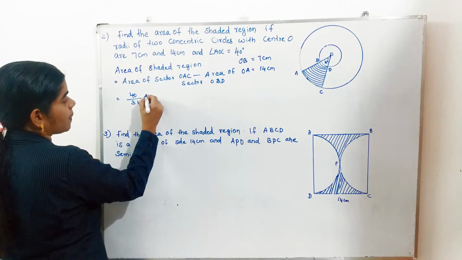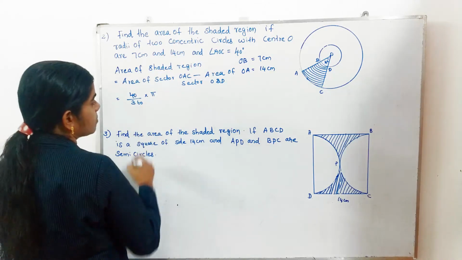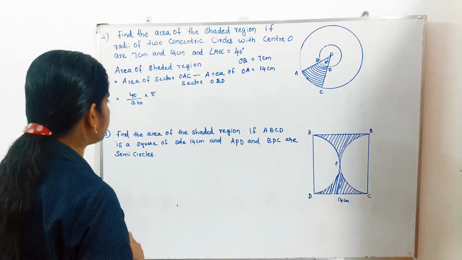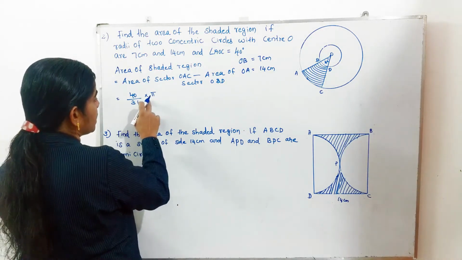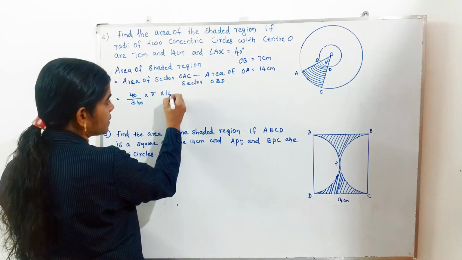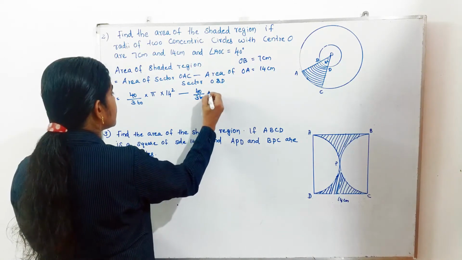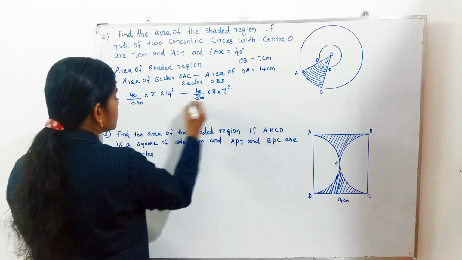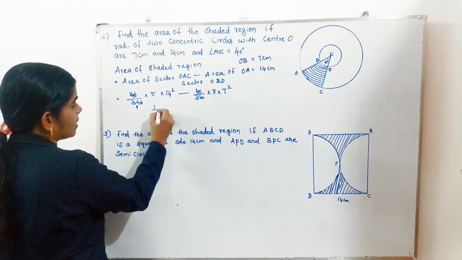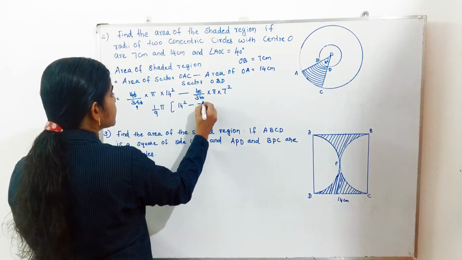360 into pi, because both sides pi will come, then after subtracting we can do the calculation one time. So 40 by 360 into pi r square means first will be 14 square minus again 40 by 360 into pi 7 square. So 40 by 360 if you are cutting, you will get 1 by 9. 1 by 9 pi into 14 square minus 7 square.